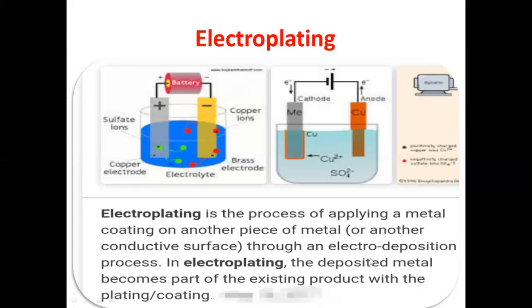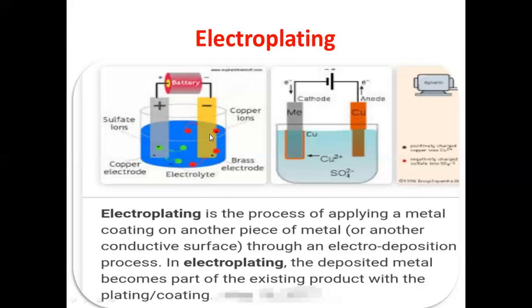Through an electro deposition process, in electroplating, the deposited metal becomes part of the existing product with the plating or coating. Definitely this copper electrode. Suppose in this case we are using electroplating of copper. So we will use this copper as an anode, and then the other one is that electrode where we are going to electroplate this copper on it.